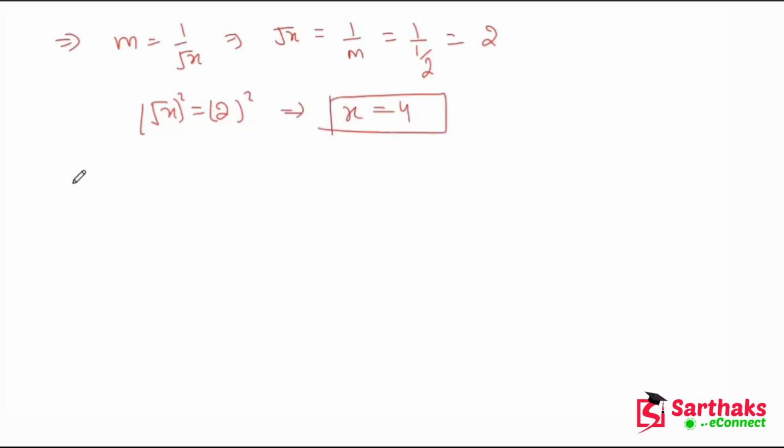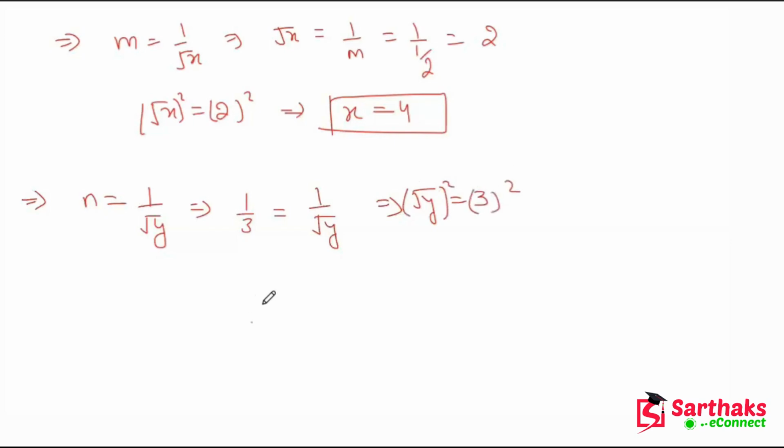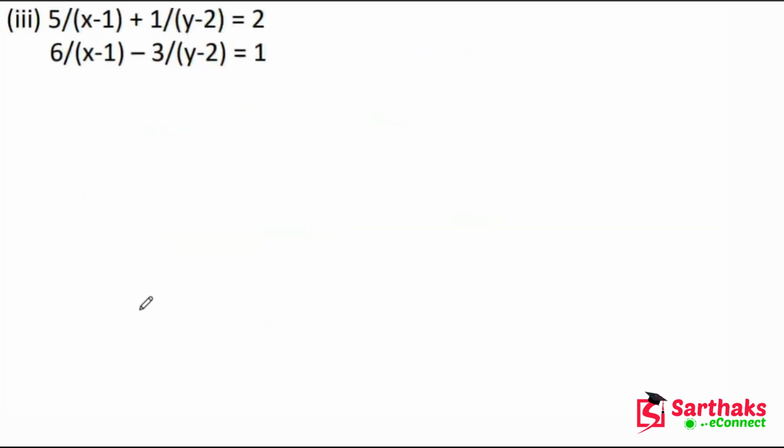What is the value of x? It is 4. Now n is equal to 1 upon under root y. The value of n is 1 upon 3, so the value of under root y is equal to 3. If we square both sides, then we get the value of y is 9. So we have the values of x and y as 4 and 9 respectively. Okay, so now let's move on.